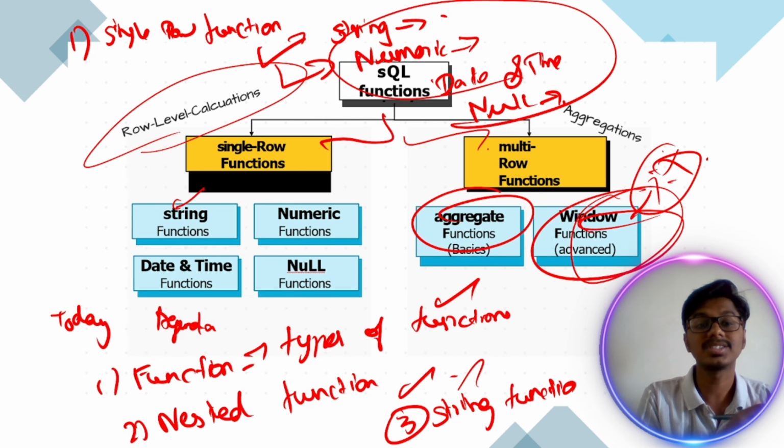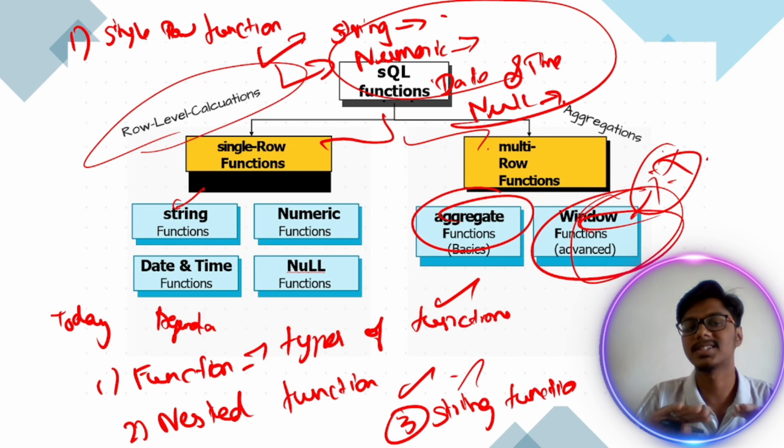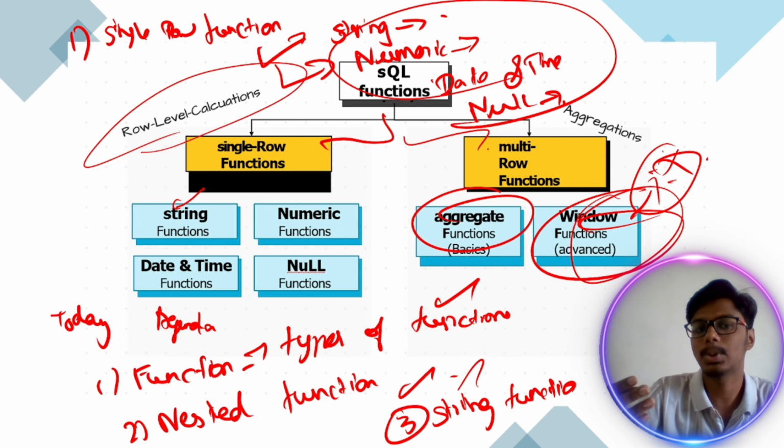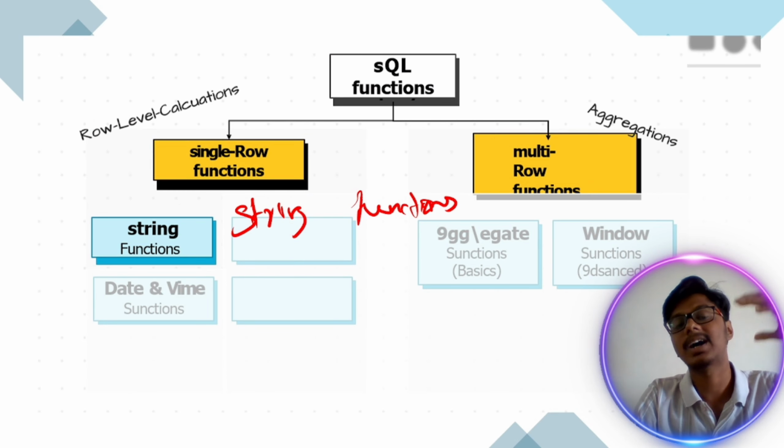In the single row functions, based on my deep research, I categorized them into 4 categories. What are the 4 categories? There are string functions, numeric functions, date and time functions, and null functions. We discuss these in this tutorial.